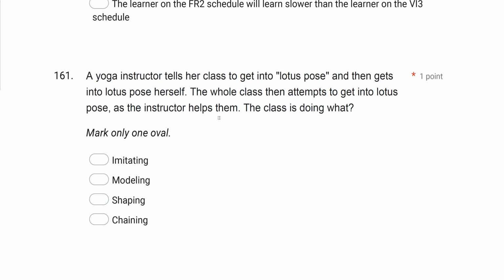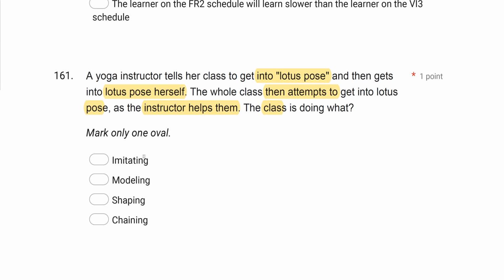This is a gift. What is the class doing? Well, the yoga instructor says get into lotus pose and then does it. So she's modeling lotus pose. The whole class then attempts to get into lotus pose as the instructor helps them. So they watch the instructor model the lotus pose and they do it. So the class is imitating. That's it. Don't be shocked to see easy questions.